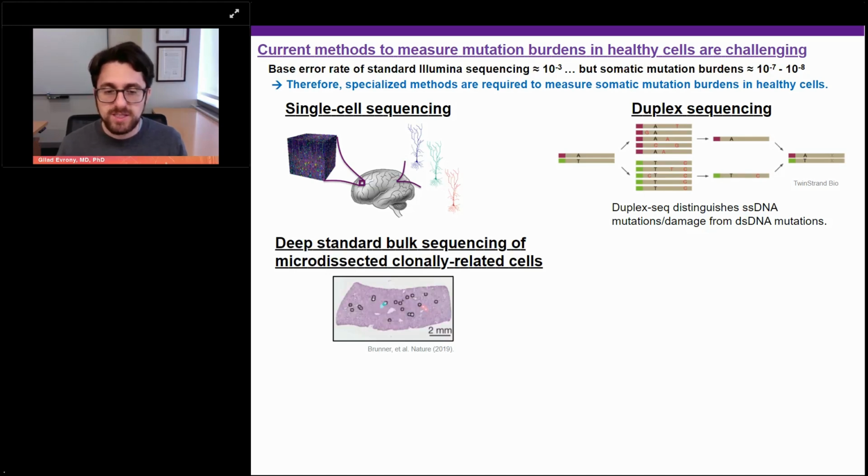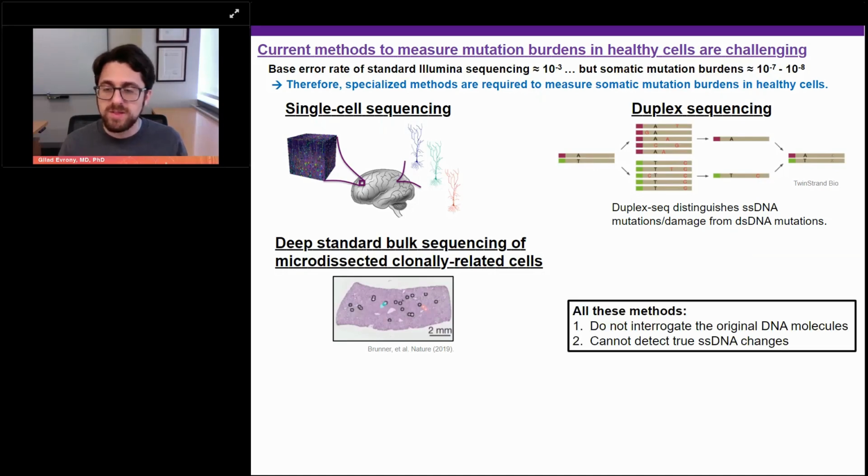Another approach is to sequence a population of clonally related cells that can be microdissected out of tissue. This is basically nature's way of amplifying DNA for us accurately, so that we don't have to do single-cell sequencing, and we also don't need to do this highly accurate duplex sequencing to avoid amplification artifacts.